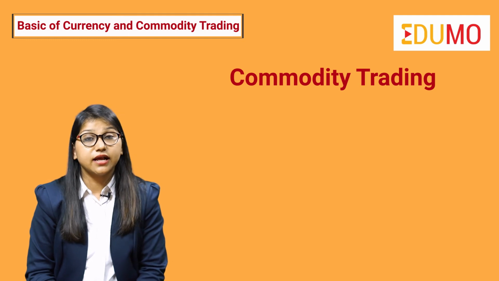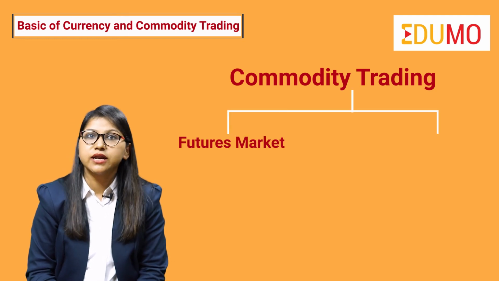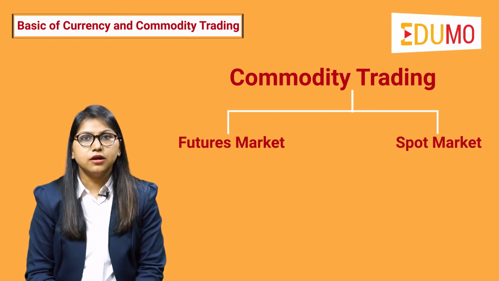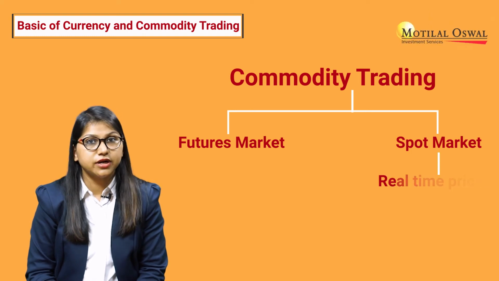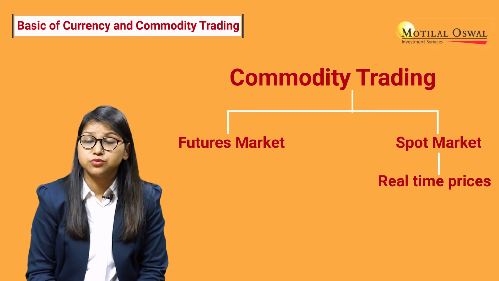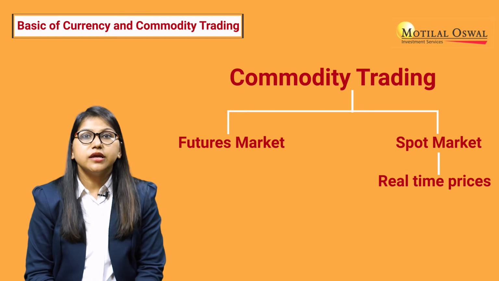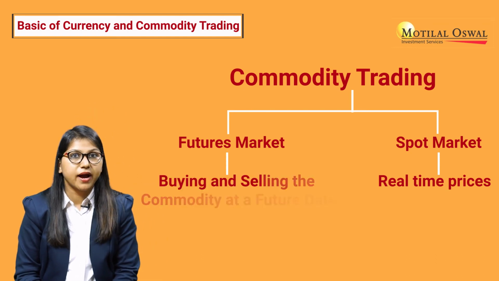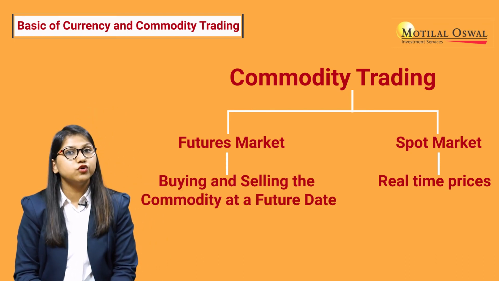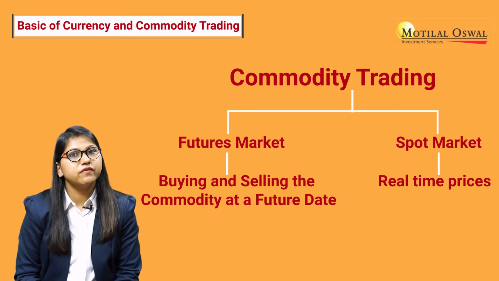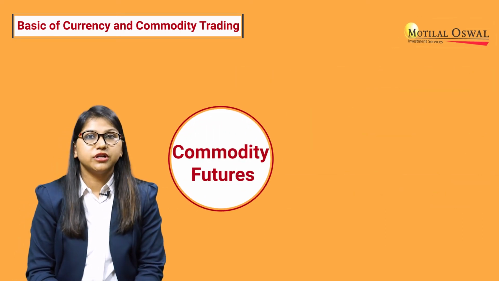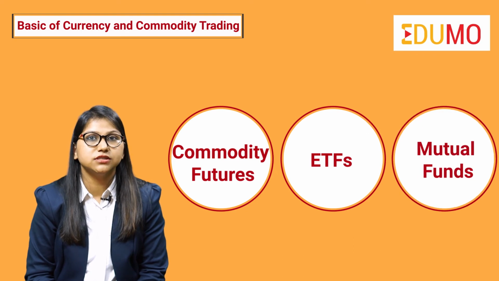Commodities, like currencies, can be traded in the futures market as well as in the spot market. The spot market is associated with real-time prices. Commodities can also be traded in the futures market. Here investors deal with contracts to buy and sell the commodity at a future date. The most popular ways of dealing in commodities are commodity futures, ETFs and mutual funds.